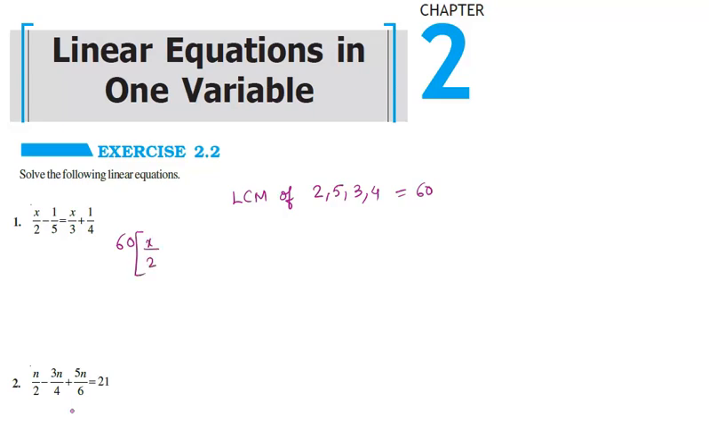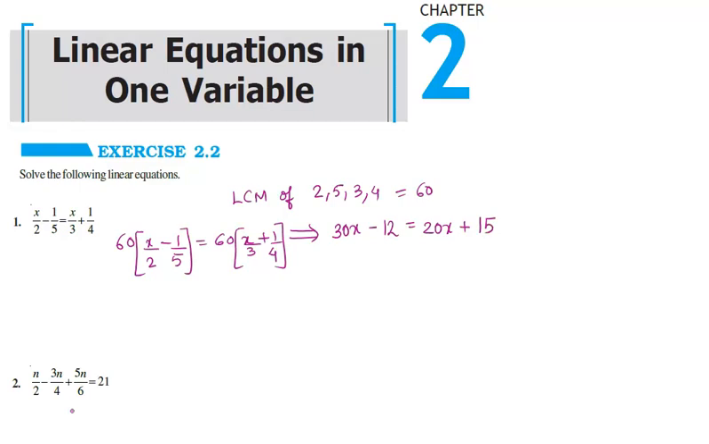So 60 times of x by 2 minus 1 by 5, this is on the left side, and on the right side 60 times of x by 3 plus 1 by 4. Right? Why do we multiply by the LCM? So that these denominators go away. Now when 60 is multiplied, we get 30x, then we get 12. On the right we get 20x, plus we get 15. Right?